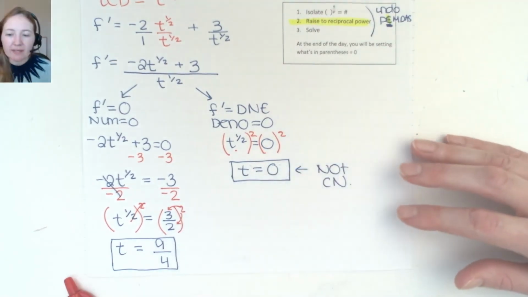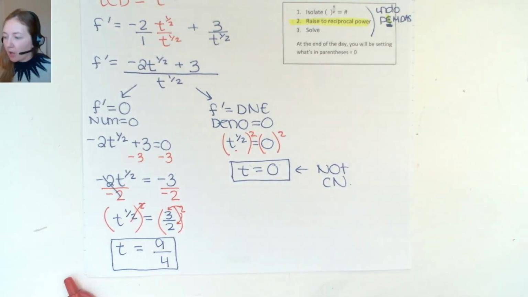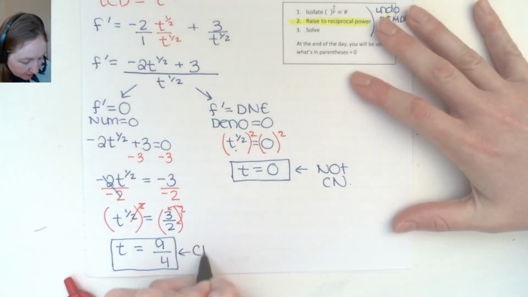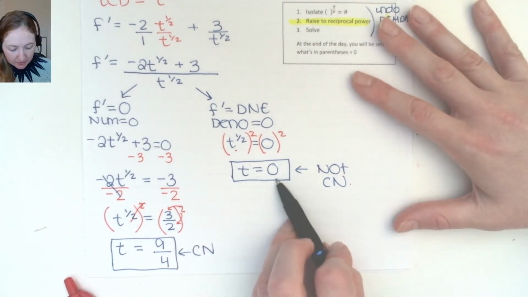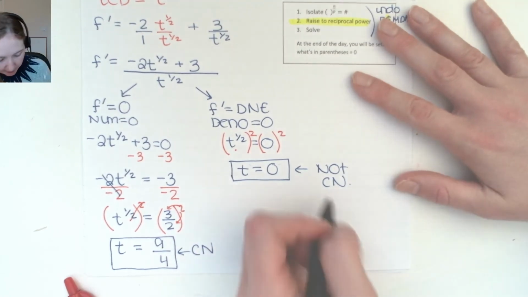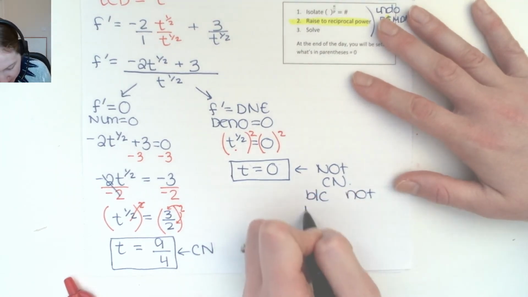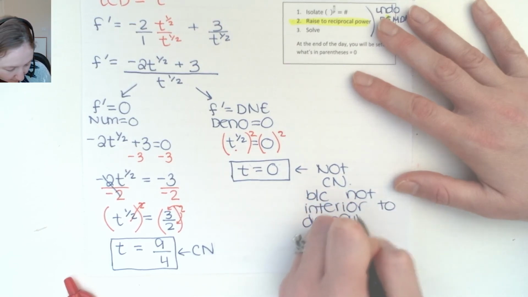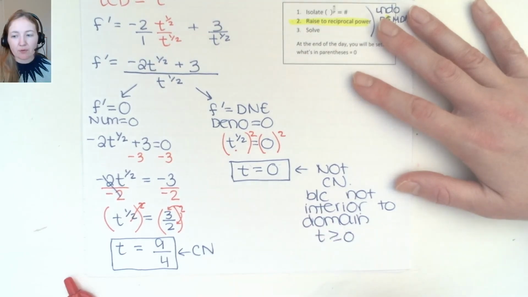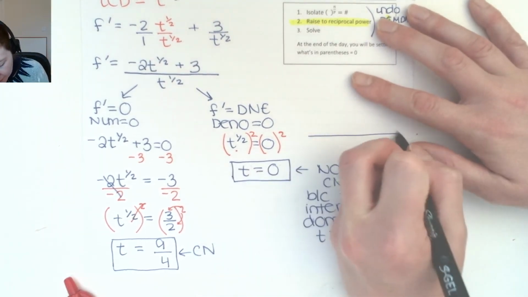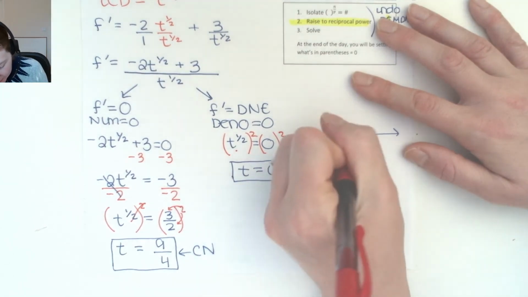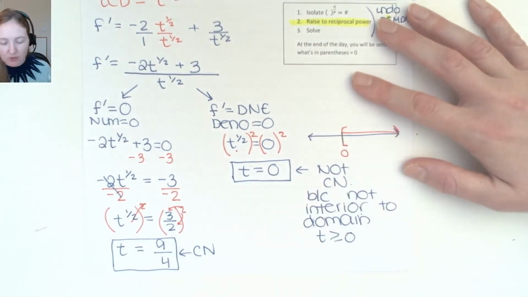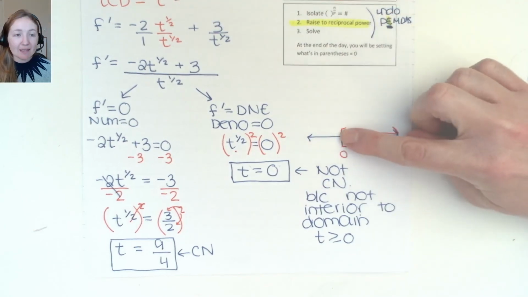And so there's two ways that you can do this, and I think I'll do a separate video on the next page to explain that when we draw our number line. But I just want to mention here, this 9/4 is a critical number. T is equal to 0 is not a critical number because it's not interior to the domain. Because remember, we had that our domain was that t is greater than or equal to 0. So if you go back to that picture that I had, we had 0 included and then everything to the right. So 0 is actually the end point of the domain. It's not a critical number.